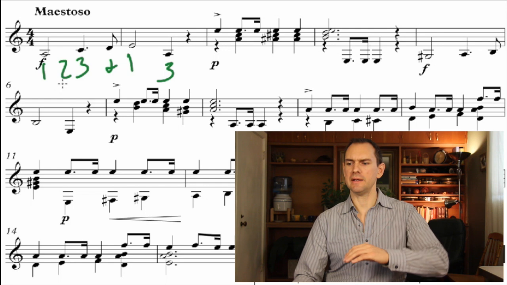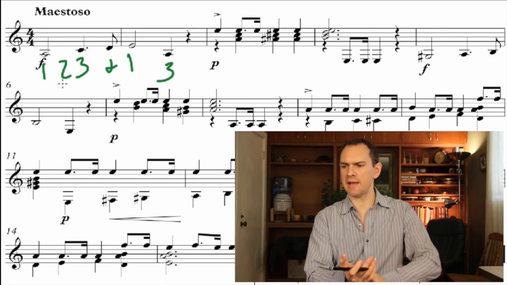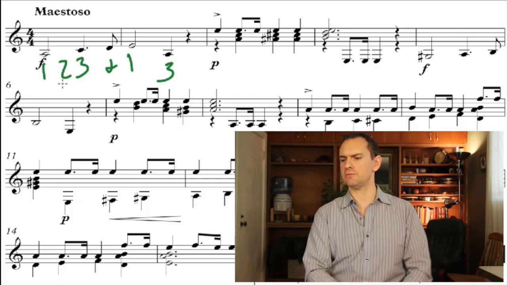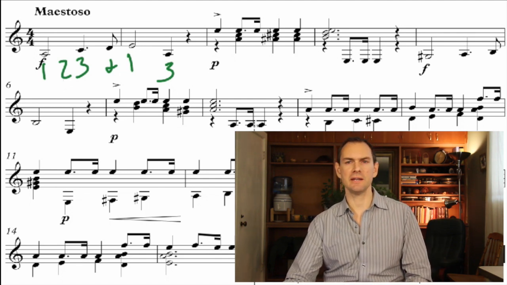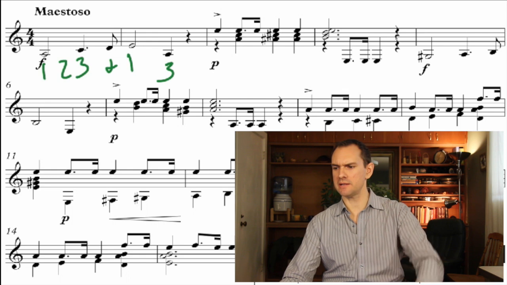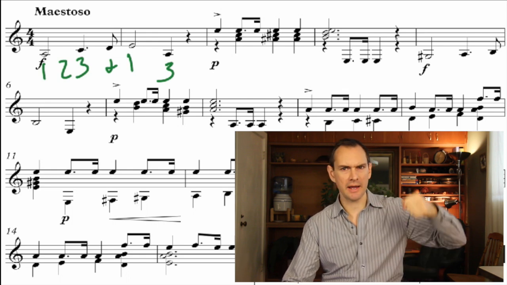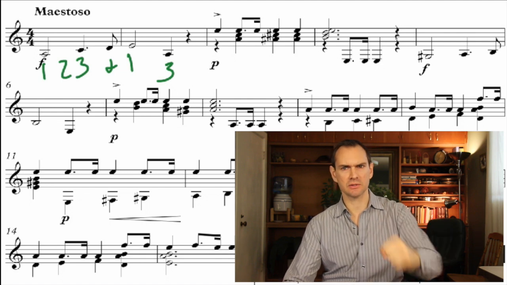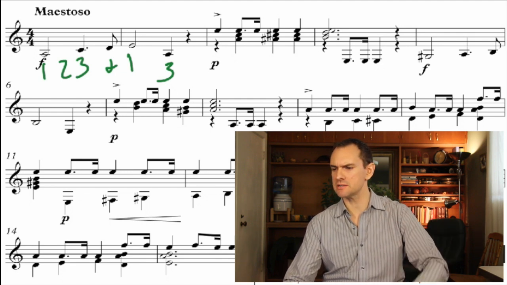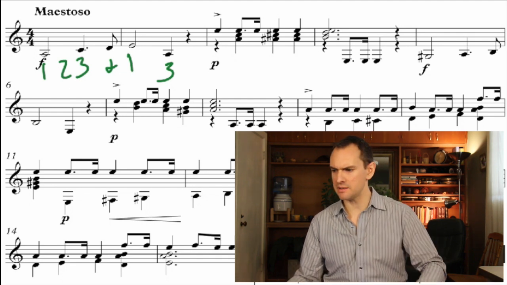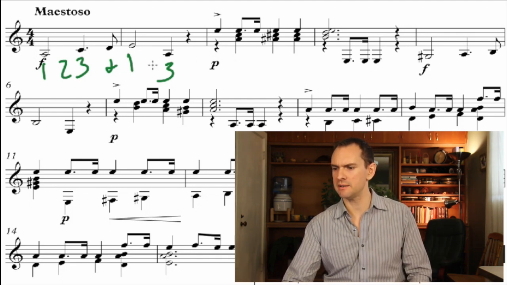So we have 1 and 2 and 3 and 4 and 1 and 2 and 3 and 4. So we're really setting up this half note pulse, right? 1, 2, 3, 4 and 1, 2, 3, right? We have this pulse. So this is setting up the structure for the entire piece, that big pulse right there, right at the beginning.